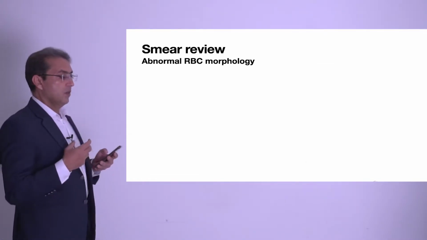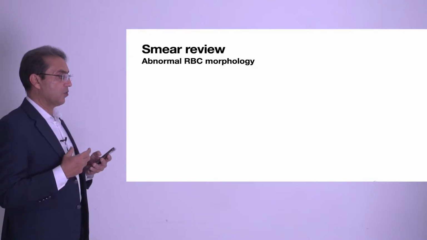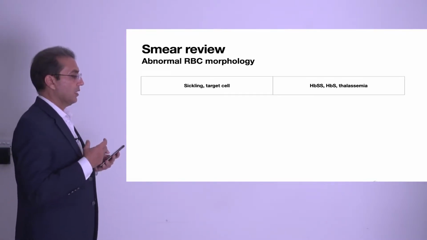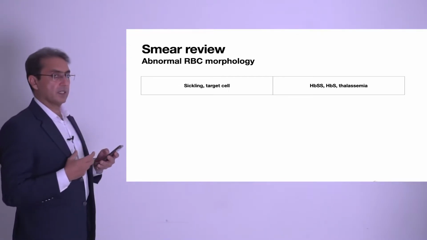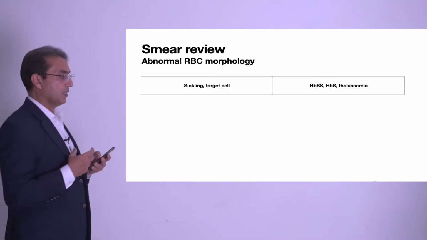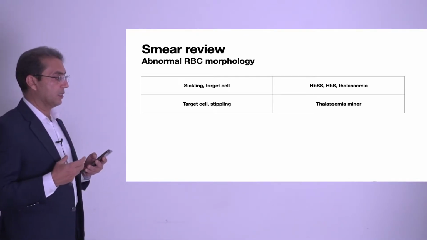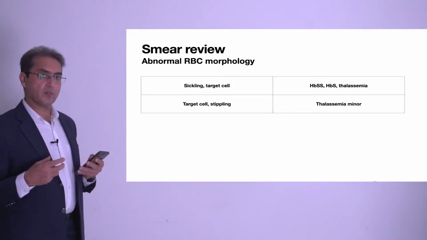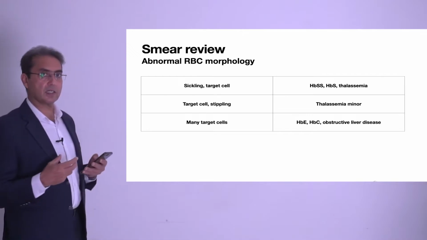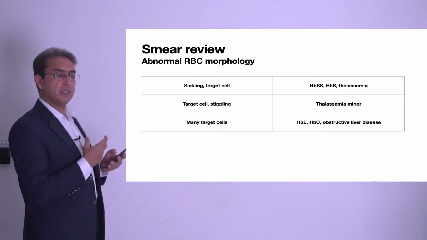And then we can go another way. We go for a smear review and we see what is the abnormal morphology that can help us. For example, if there is sickling or target cells, it is hemoglobin S disease, hemoglobin SS disease, or it can be thalassemia. If the patient has target cells and stippling, this may be because of thalassemia minor.